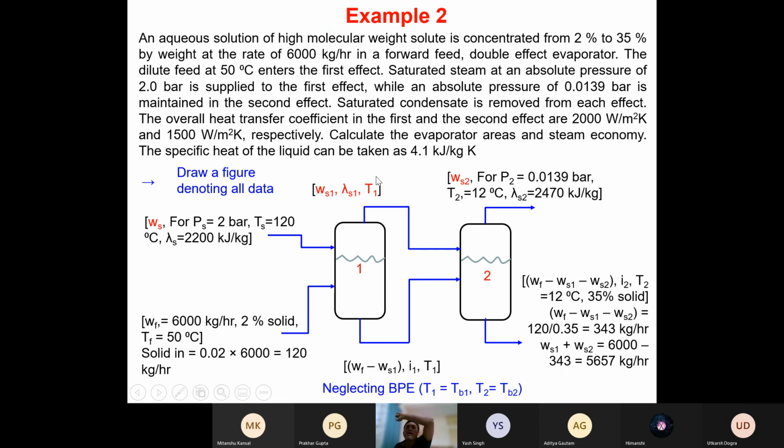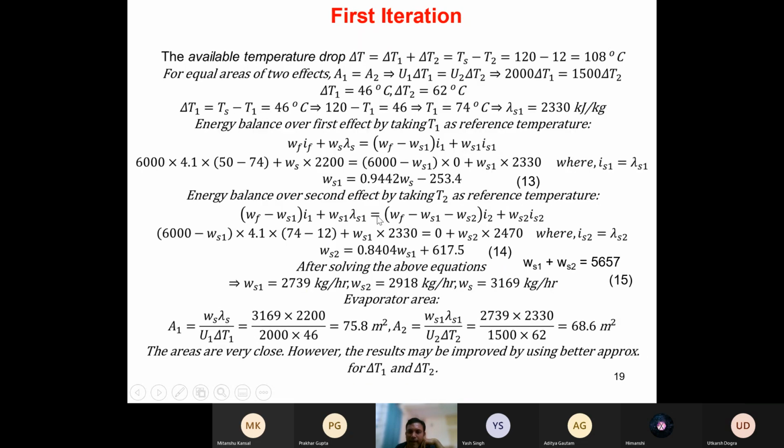Now we can go back to the steam table. From the steam table, if we take T1 equals 74 degrees Celsius as the saturation temperature, what is the value of lambda S1? From the tables at the back of the book, lambda S1 comes out to be 2330. So lambda S1 we have calculated.